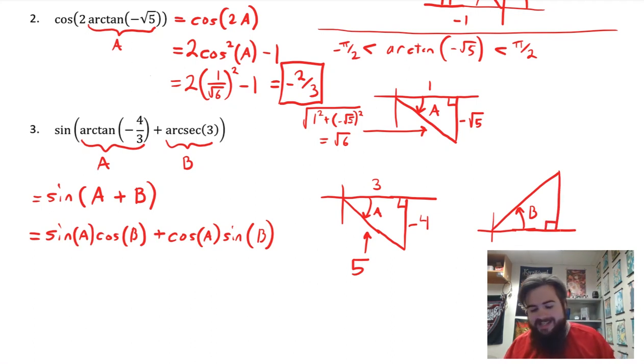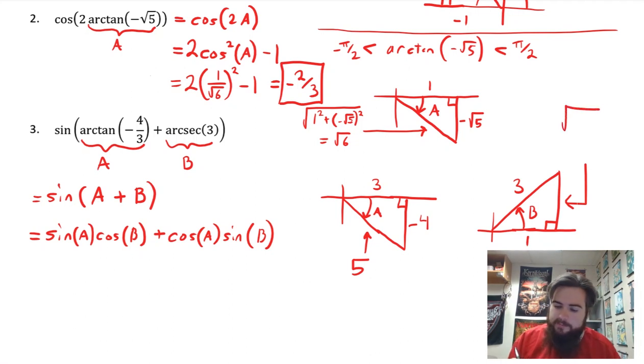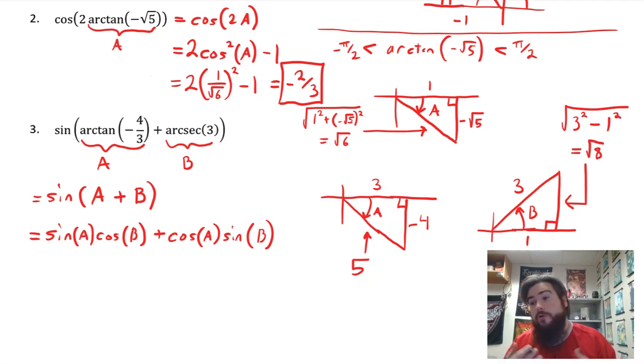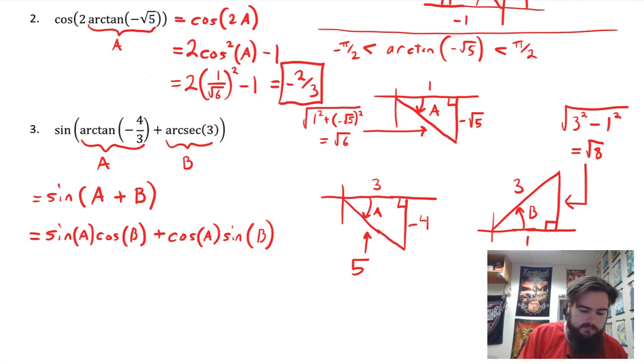Again, right triangle to the x-axis. Secant would be the ratio of hypotenuse over adjacent. So that means 3 would be 3 hypotenuse, 1 adjacent. And then we can solve for the opposite side there using the Pythagorean theorem. That would be hypotenuse squared minus the adjacent side squared. That gives you the square root of 8, or 2 square root of 2 if you wish to simplify.